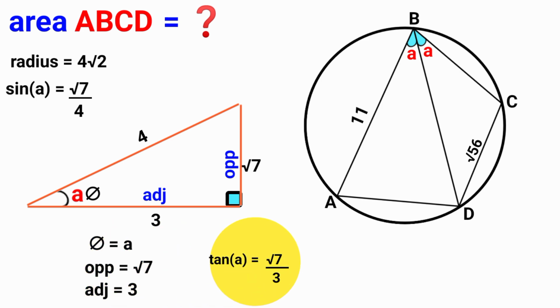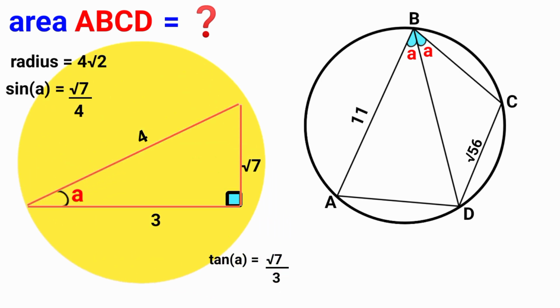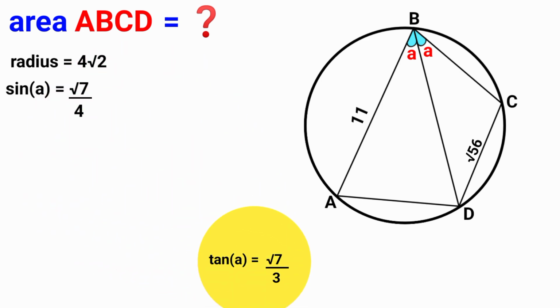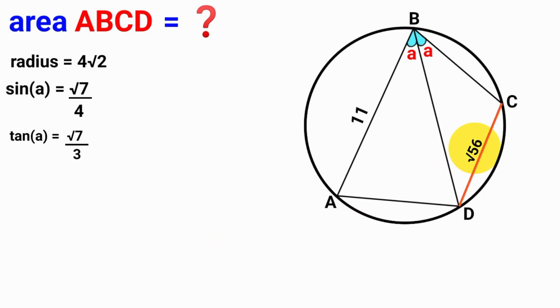Substitute here. Now tan A equal to root 7 over 3. We're done with this triangle. This equation also, we keep it aside. Look at this chord CD and this chord AD.